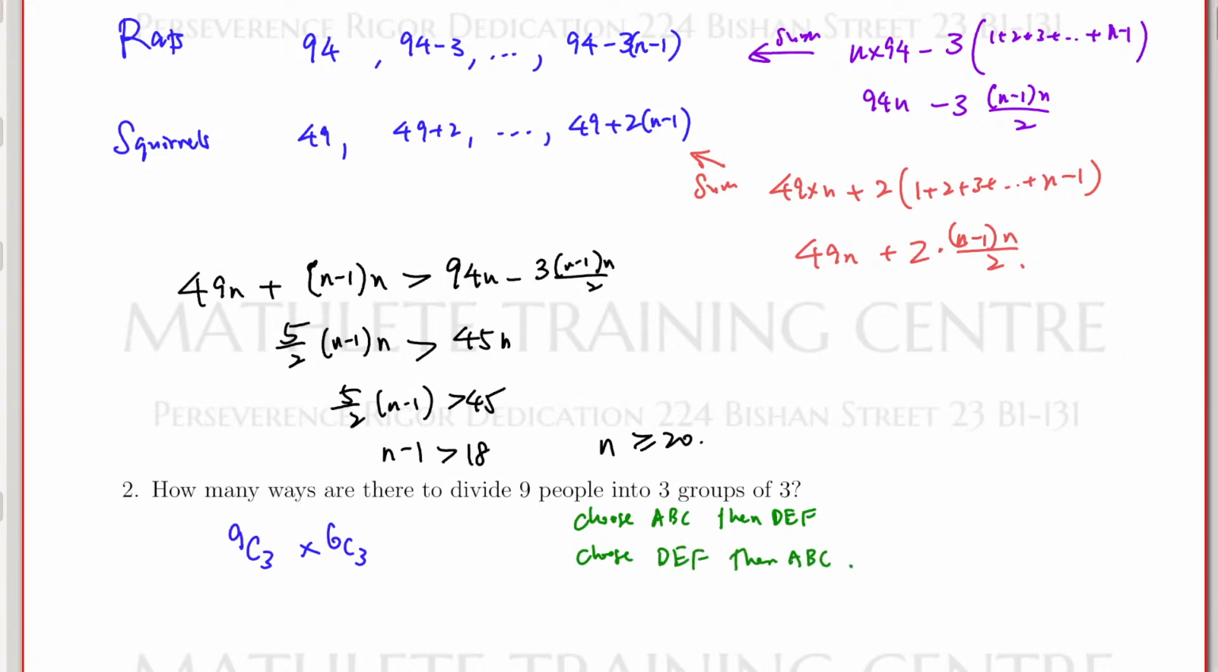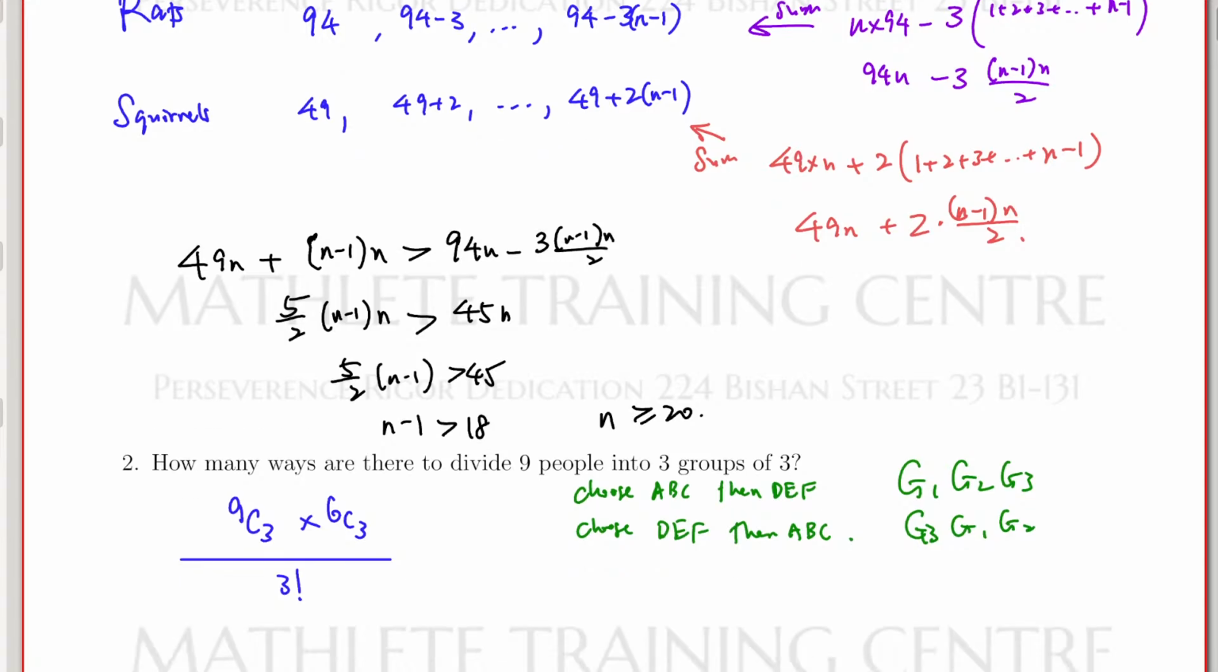So these orders are the same, right? If you choose group 1, then group 2, then group 3, it's the same thing as choosing, for example, group 3, group 1, and then group 2. Since there are 3 groups, how many ways are there to arrange the 3 groups? There are 3 factorial ways. So you're dividing here by 3 factorial because of the 3 factorial ways of arranging the 3 groups. Yeah, so that's the thing we have to divide by because of the repeat.